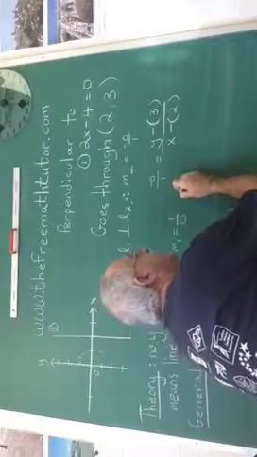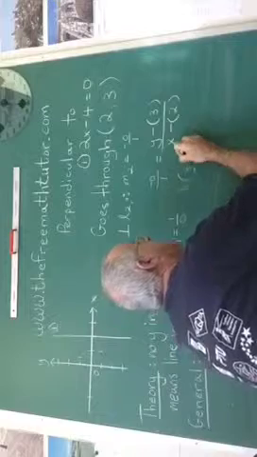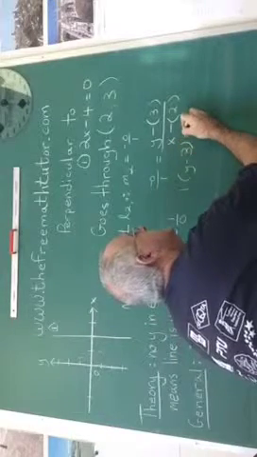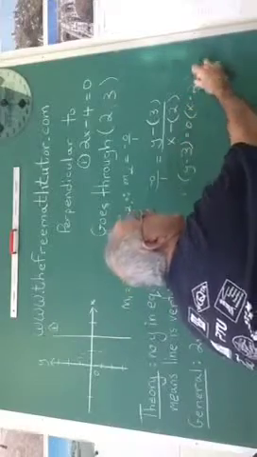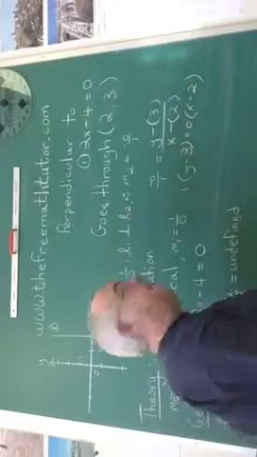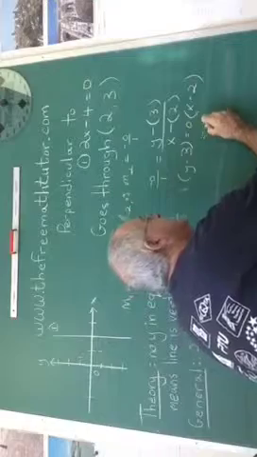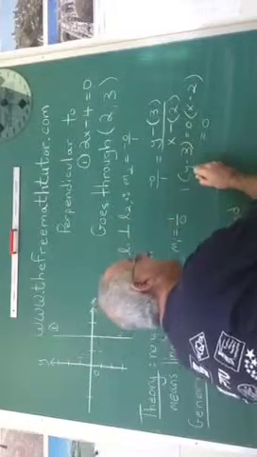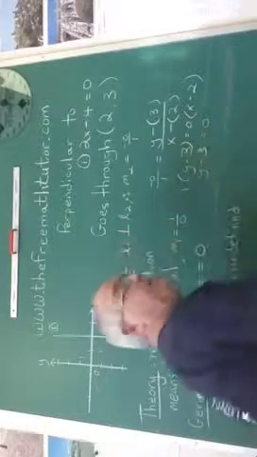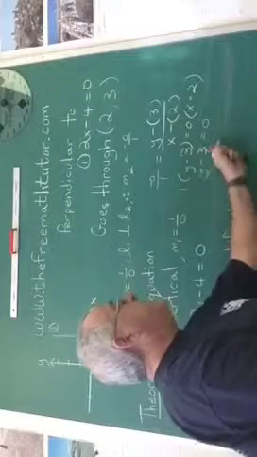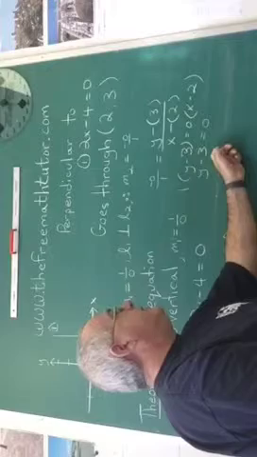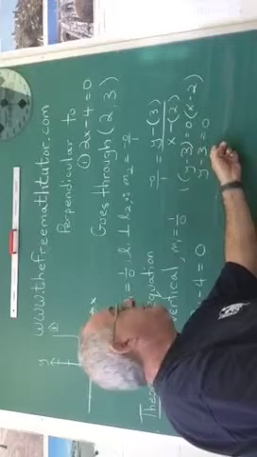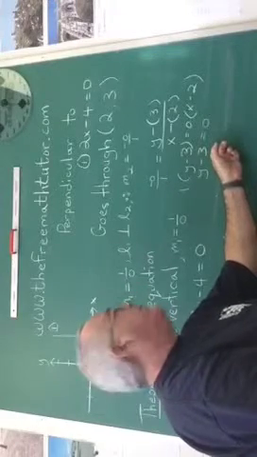Bottom times top gives me 1 times y minus 3 equals top times bottom gives me 0 times x minus 2. Of course, 0 times anything is still 0, so the right side turns into just a 0. The left side is y minus 3. I'm finished, actually. I have now found an equation that is in general form, which can be written as y minus 3 equals 0, or if I wish, 0x plus y minus 3 equals 0.